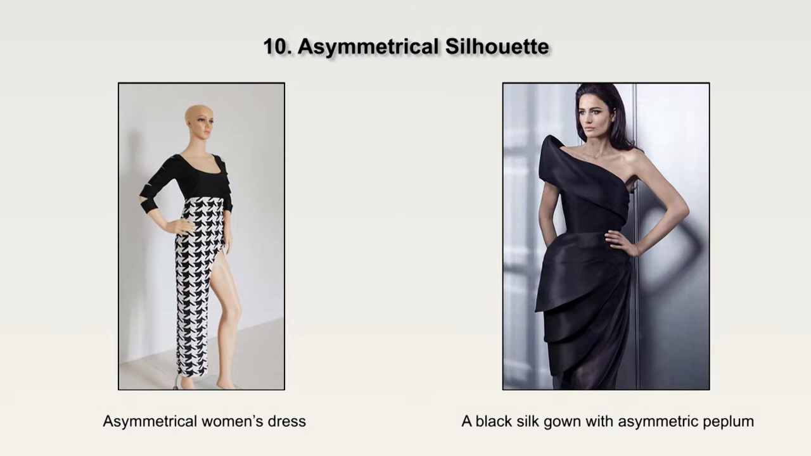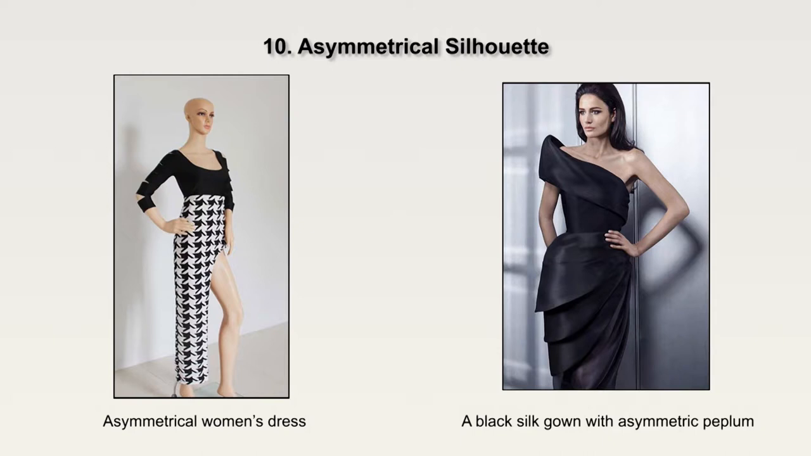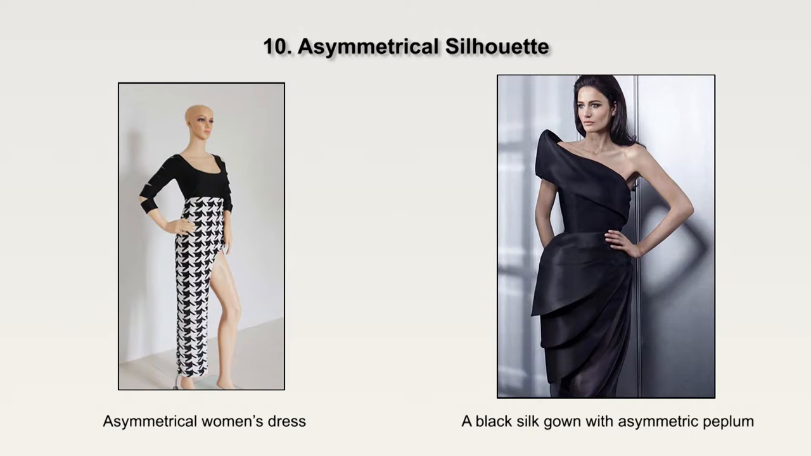Let us have a look at some examples here. The picture on the left shows an outfit with asymmetrical hemline. Please note how at the bottom the hemline ends on one side at the thighs and on the other side at the ankle. On the right is a black gown in asymmetrical silhouette. It is a black silk gown with asymmetrical peplum. It is from Ralph and Russo.